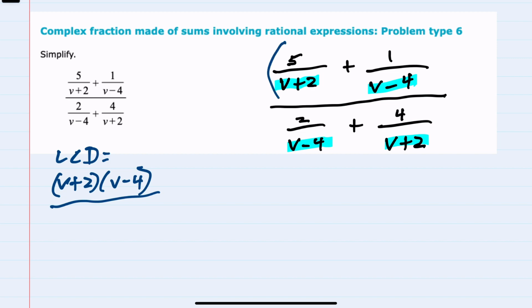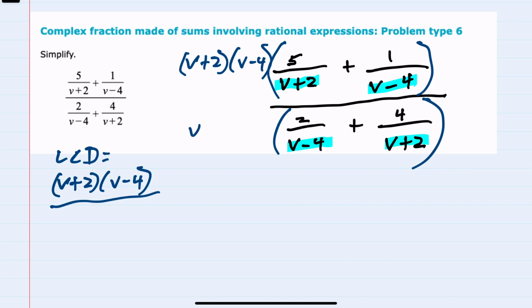So our process will be to multiply everything in the numerator by this lowest common denominator and everything in the denominator by that same lowest common denominator. So in effect, we're multiplying by 1, since v plus 2 times v minus 4 over v plus 2 times v minus 4 is 1. But when we do this multiplication, our denominators that we identified here and highlighted in blue will all cancel. I'm going to write out perhaps more than might be necessary, but I want to be able to illustrate where all of this canceling happens.